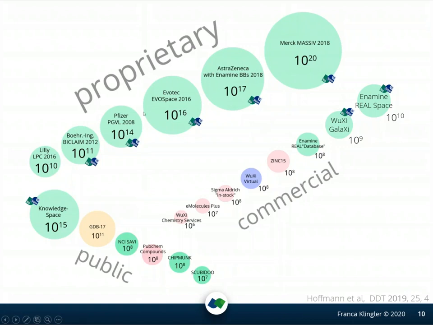And when you look at the really big ones here, which are proprietary from pharma companies, oops, there's an animation missing here, unfortunately. So all the ones here have those little Biosolveit logos, meaning they're created with the Biosolveit technology. That's how we can go up to spaces that are 10 to the power of 20, which is the Merck Massive, which is currently the biggest space out there.